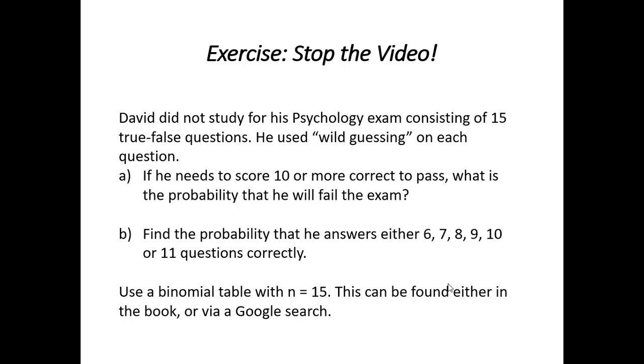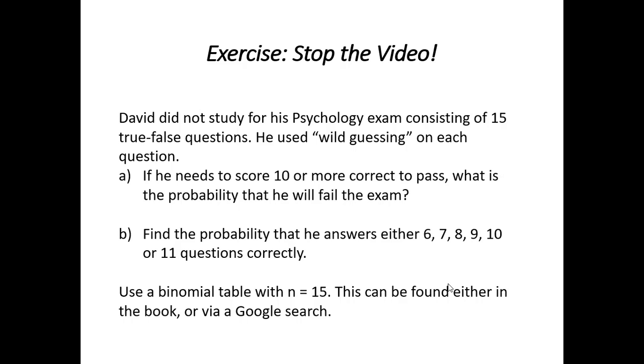And part B, find the probability that he answers either 6, 7, 8, 9, 10, or 11 questions correctly. So use a binomial table with n is 15. You could find that in the book. If you can't find that in the book, most of these tables we look at can be found by running a Google search. Simply search binomial table. You'll see one that comes up.